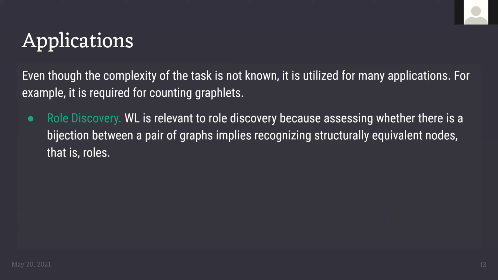The answer is that graph isomorphism at the end of the day basically requires you to find a mapping between the nodes of two graphs. And finding this mapping implies that you have to figure out which nodes on both sides are structurally equivalent. That is, which nodes have the same function, that is the same role.